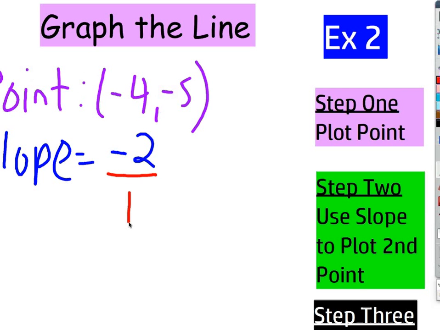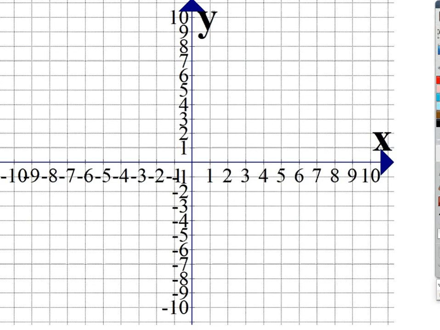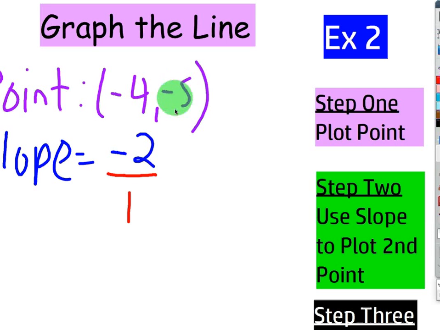So anyway, the first step is still the same. We're going to plot the point. So we're going to plot -4, -5. This time, we're in the third quadrant. So we go 4 to the left, down 5, right there. There's my first point. Make it kind of big so you can see it. -4, -5.